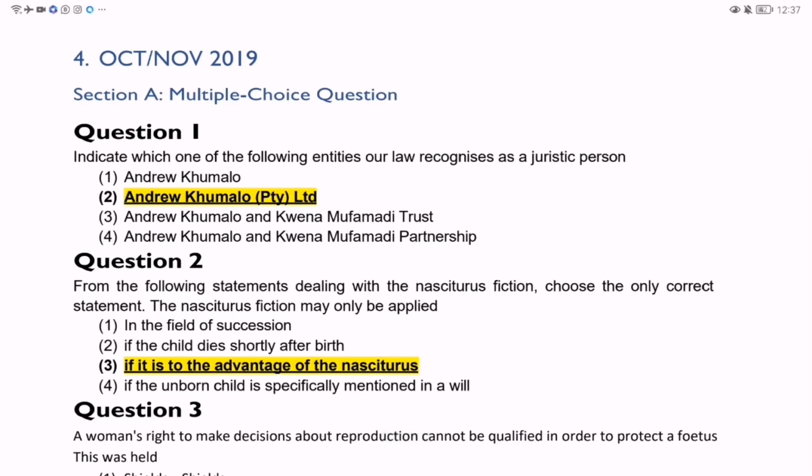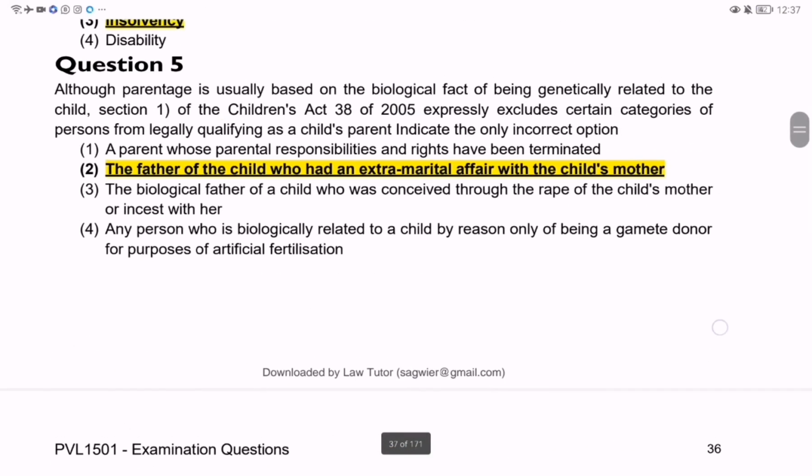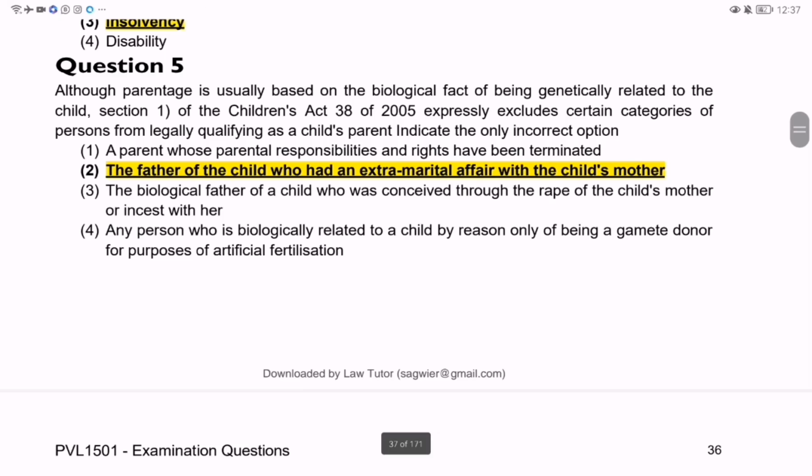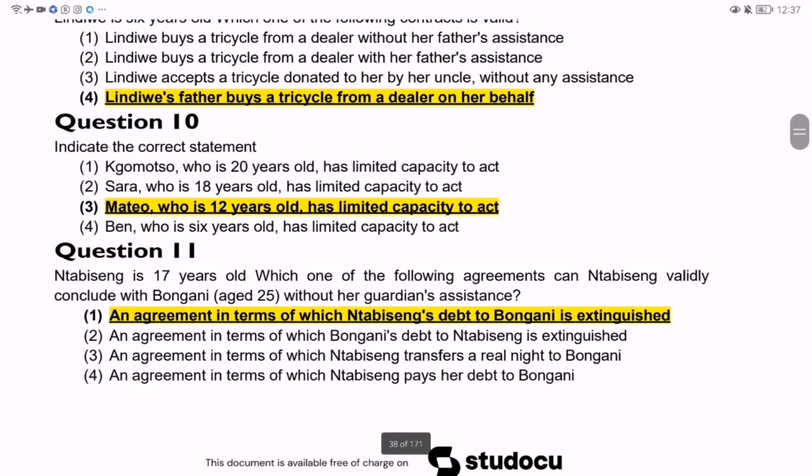Obviously there will be questions about the necessitous fiction, where we speak of instances where an unborn child can benefit, okay, if they have legal capacity, if they are seen as a legal subject, in which cases, yeah.